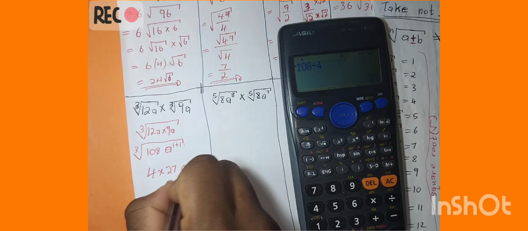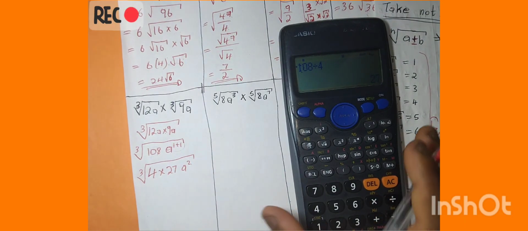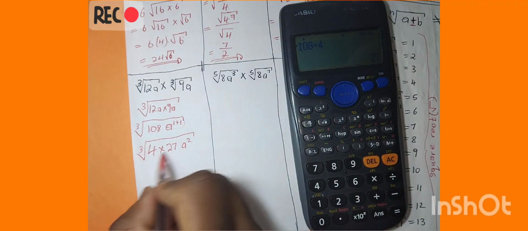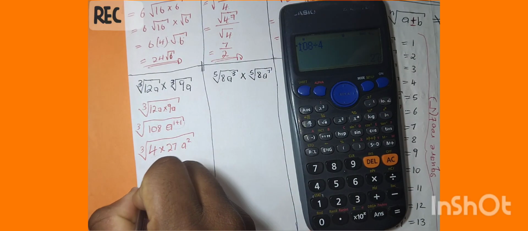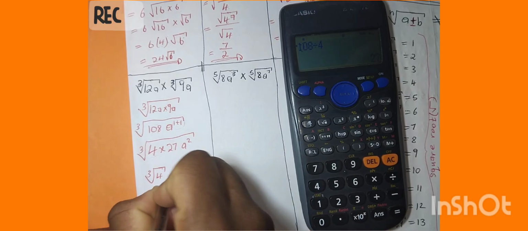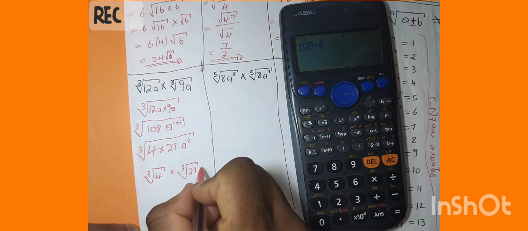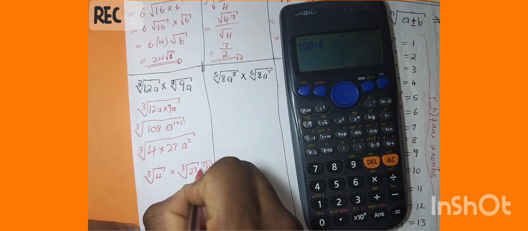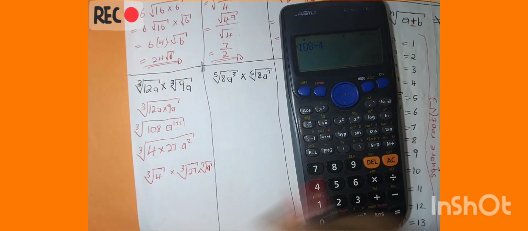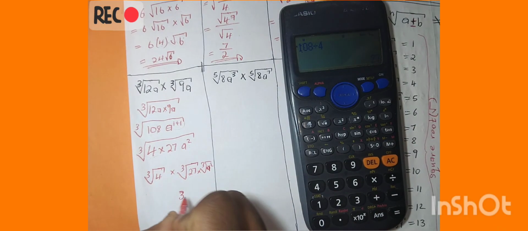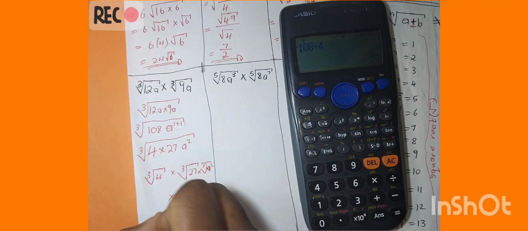And this one is a squared, cubed. Do you see, guys? So now I can break the cube root, meaning this cube root is 4 multiplied by the cube root of 27, then the cube root of a squared. Now I know the cube root of 27 is 3.